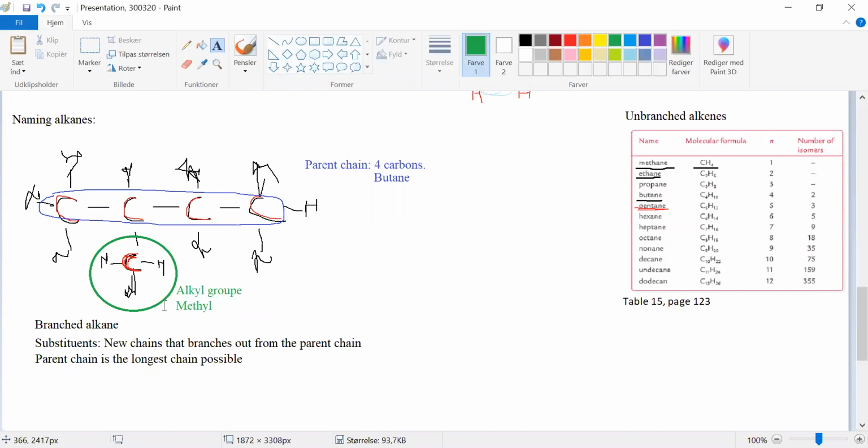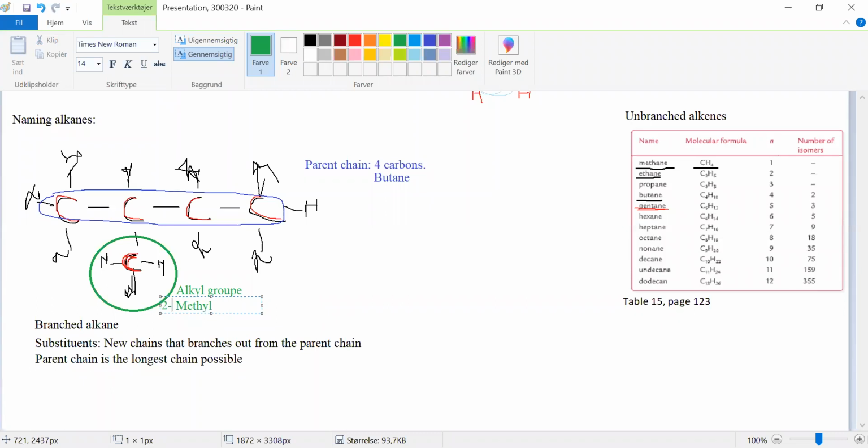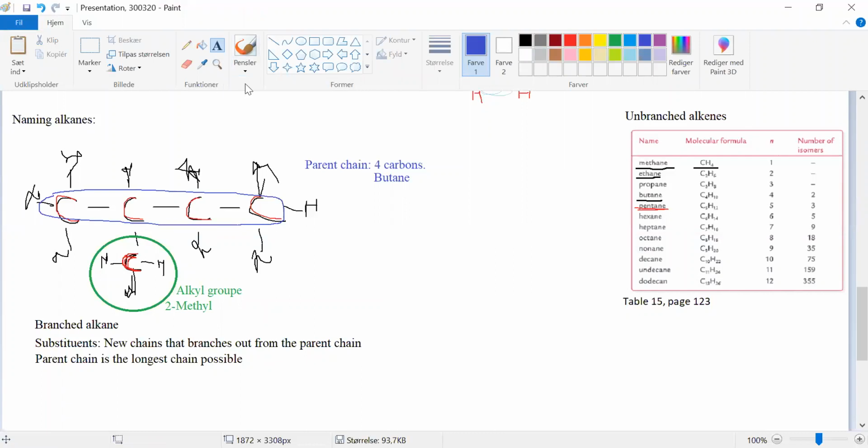And you will also have to add the position of the alkyl group or the substituents. So this is a 2-methyl group, and for that you need to number the carbons in the parent chain.